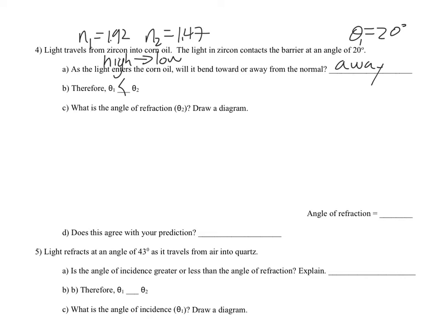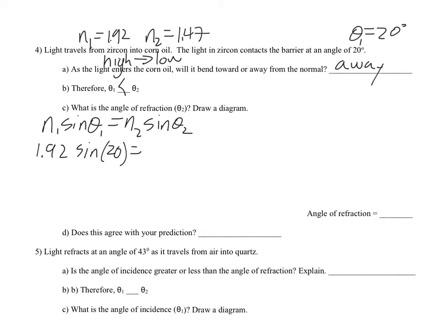Some people really struggled with drawing the pictures for this. So I encourage some people to just do the math first, then draw the picture after. So we'll do the math first. n1 sine theta 1 equals n2 sine theta 2. n1 is 1.92. Sine theta 1 is sine of 20. n2 is 1.47 times sine of theta 2, that's our unknown.